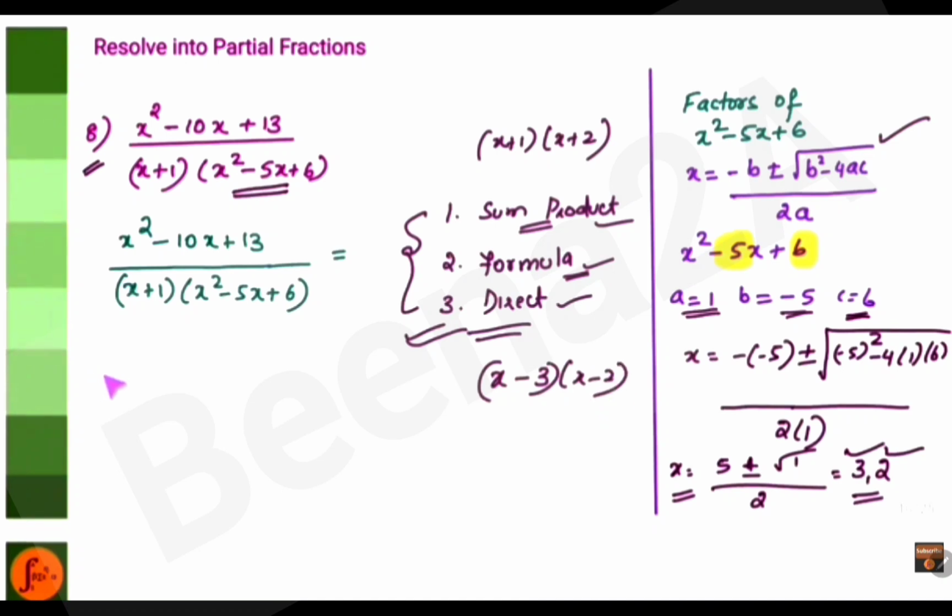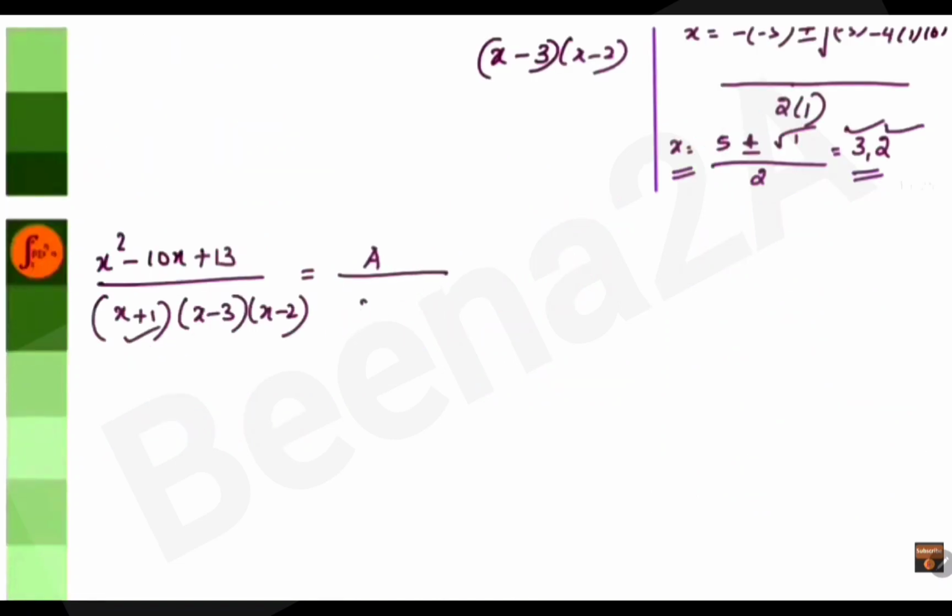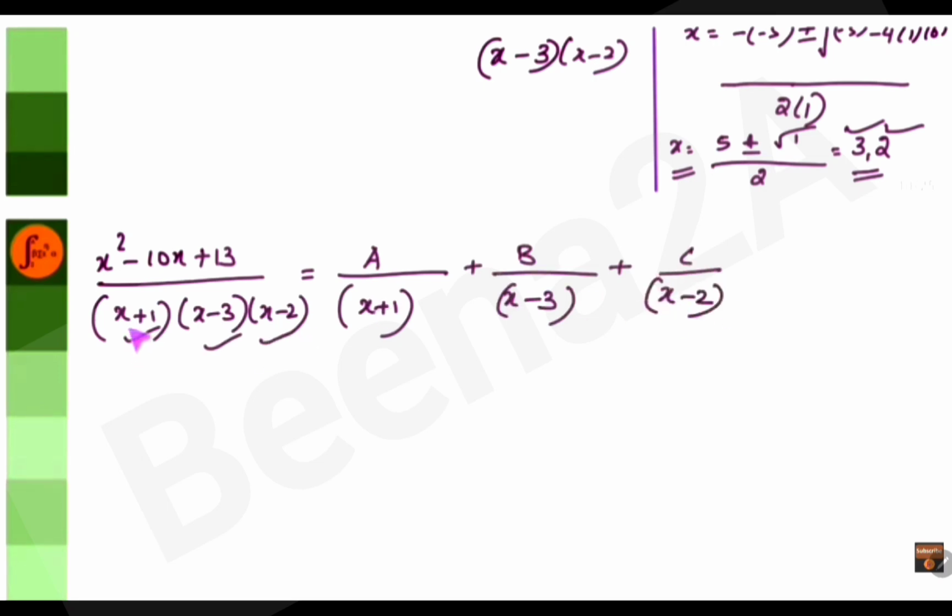So now we'll write x square minus 10x plus 13 by x plus 1, x minus 3 and x minus 2. This is equal to a by x plus 1, plus b by x minus 3, plus c by x minus 2. So we've split these 3 denominator terms into 3 separate terms.